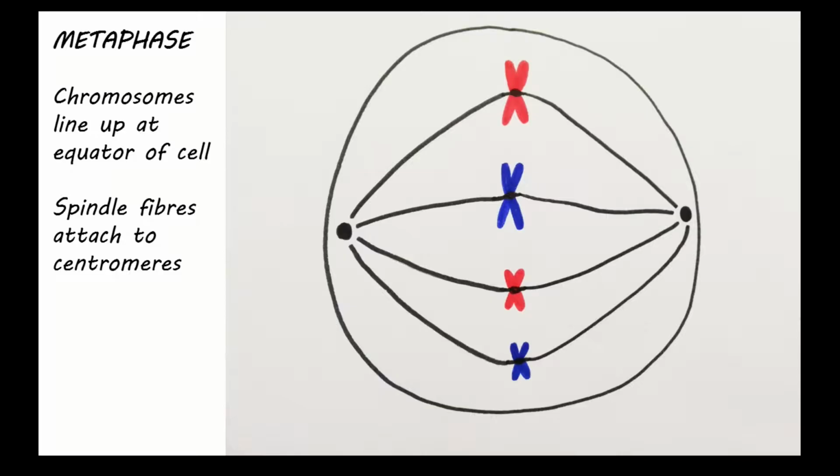The second stage is metaphase. During metaphase, the chromosomes line up at the equator of the cell. Their centromeres become attached to the spindle fibres. The spindle fibres are made by small organelles called centrioles, which sit at opposite poles of the cell.